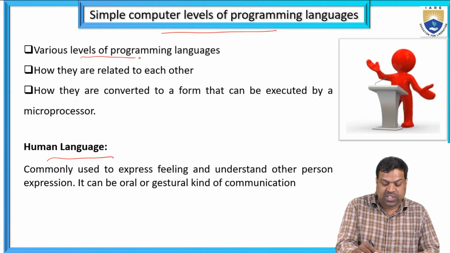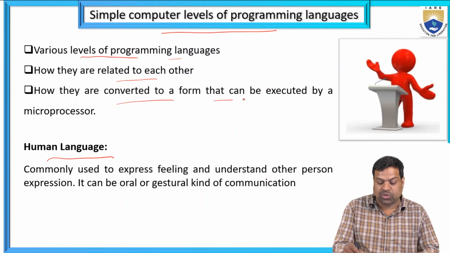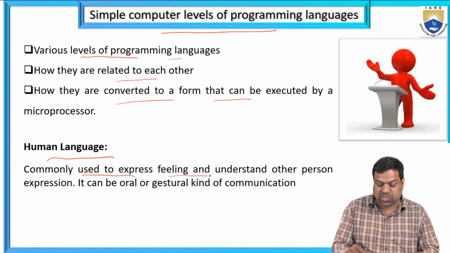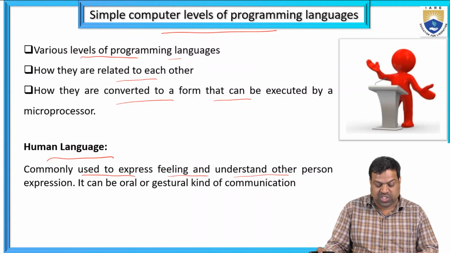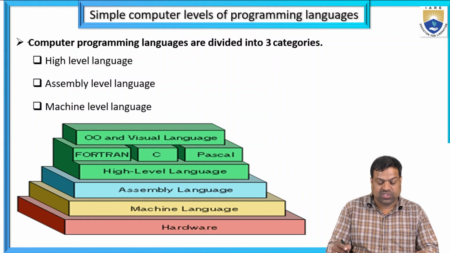What are the various levels of programming, how are they related to each other, and how are they converted to a form the computer understands? Human language is the one used to express feelings and understand expression, oral or gesture. But computer programming languages are divided into three categories: high level language, assembly language, and machine level language. So these are the three types, and the first one is high level language.